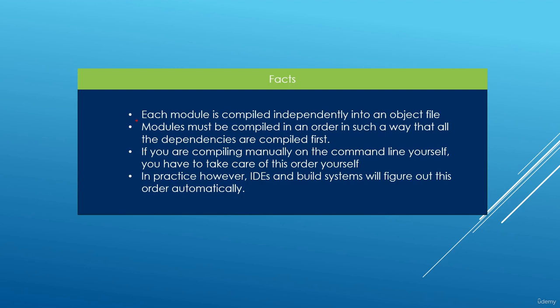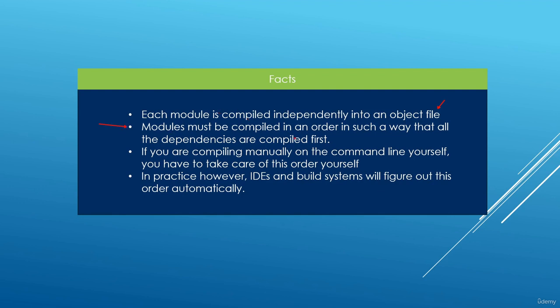Here are a few points I want you to keep in mind as we go forward. Each module is going to be compiled independently into an object file. So each module is a translation unit. And this is fairly different from what we are used to in old C++, where a header is really not a translation unit. Headers are included in the translation units. In C++ 20 modules, a module is a translation unit, and it is compiled independently.